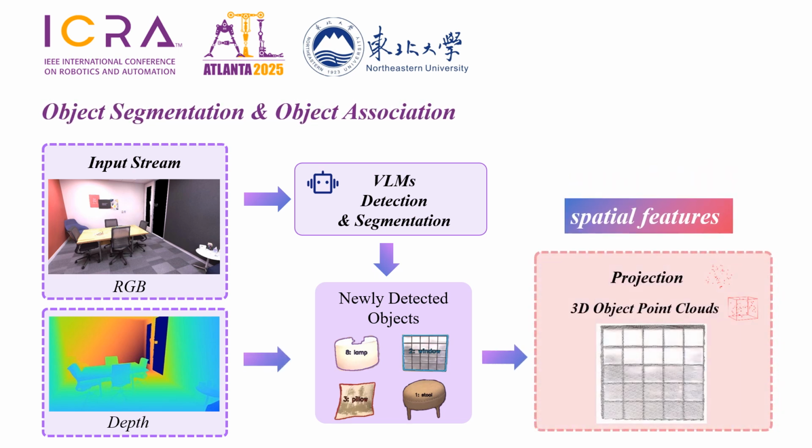Next, we obtain spatial features through the object's 3D point clouds. To move from 2D to 3D, we use depth information, camera parameters, and camera poses. This allows us to project the 2D segmentation results into 3D space, creating point clouds for each detected object. We clean up these point clouds using DBSCAN clustering to remove any noise. We obtain the object's point clouds, which are used as spatial features.